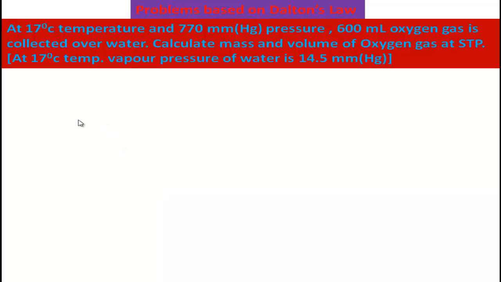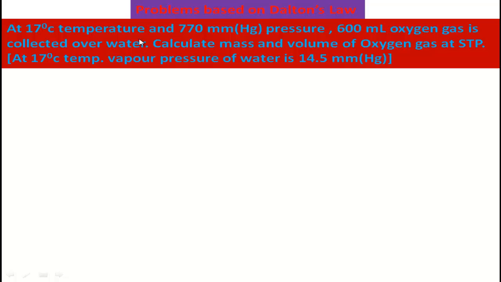Follow here. At 17 degrees centigrade temperature and 770 millimeter of mercury pressure, 600 milliliter oxygen gas is collected over water. Calculate the mass and volume of oxygen gas at STP. Here the given temperature is 17 degrees centigrade, and the vapor pressure of water is 14.5 millimeter of mercury. Actually, the vapor pressure at the specific temperature is always given to solve the problems, so it will not be a problem. So how can we solve the problem?